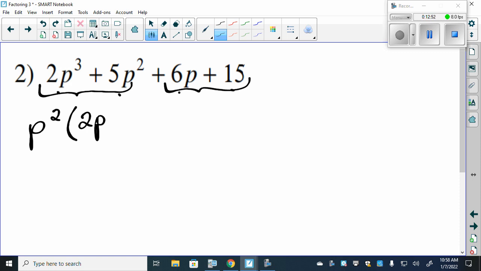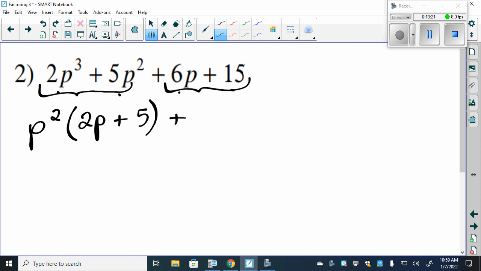Plus 5. Because if we have 2 of them and I take 2 away, they factor out completely and I'm left with p. Now if a term factors out completely, we take everything away from it, what is left? 1. Because whenever we factor something out, if I had factored 5p squared out of 5p squared, I would be left with 1. They won't eliminate completely.